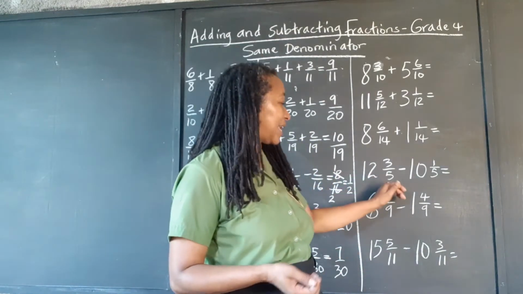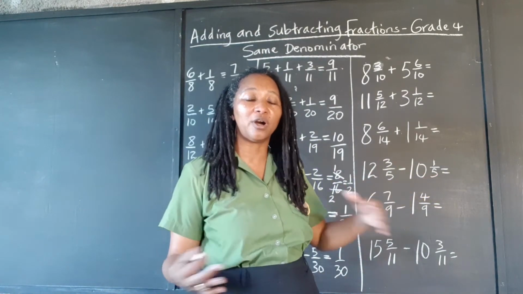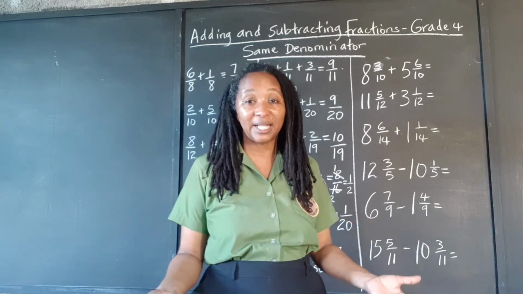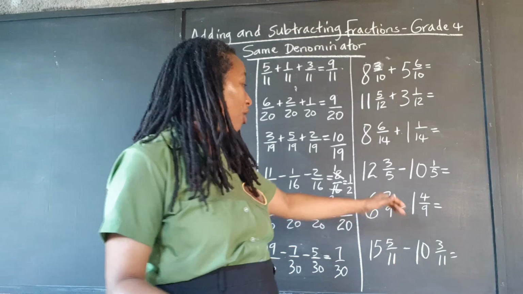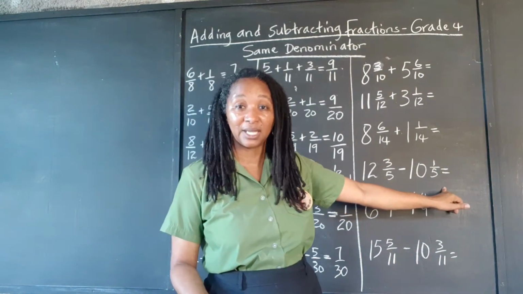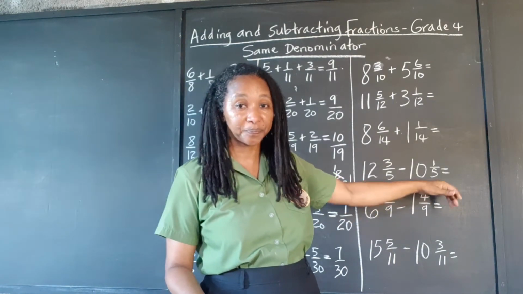Because they have the same denominator, we don't have to worry ourselves about getting the LCM, because the LCM would give us the same denominator. We already have the same denominator. That's why it's so easy.